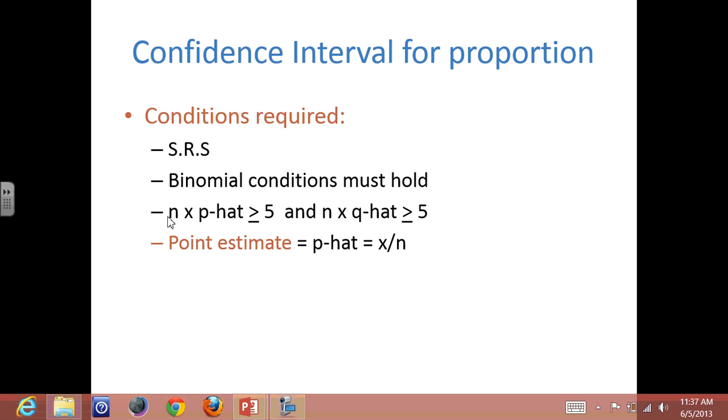We need to have n times p hat, where p hat is equal to the number of successes divided by n, and n times q hat, where q hat is 1 minus p hat. Both of these values have to be greater than or equal to 5 for the normal condition to hold and for the formulas I'm giving you to hold.